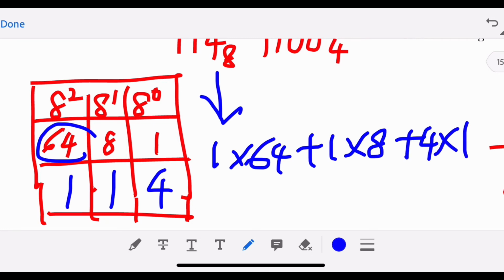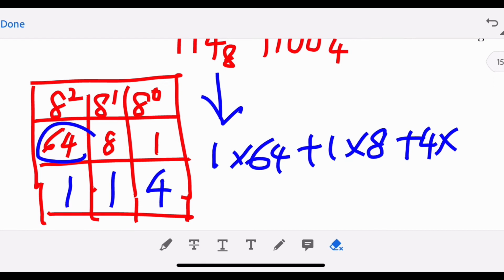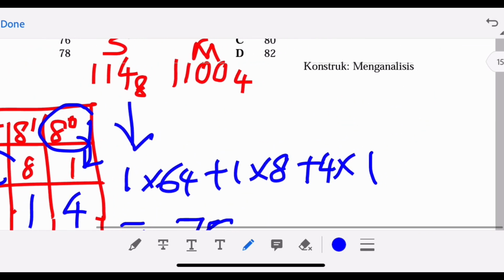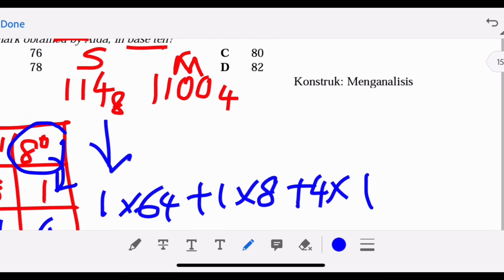Many students, I tell you, for them, anything power 0, they will write 0, which is wrong. It's 1, don't make mistake like them. So you got 64 plus 8, 72, 72 plus 4, 76, base 10. Okay, we have found out one of the answers in base 10.